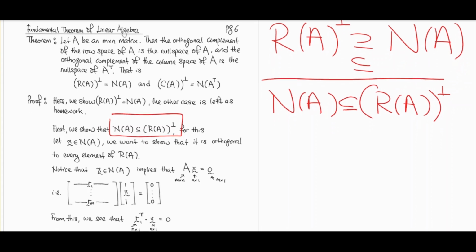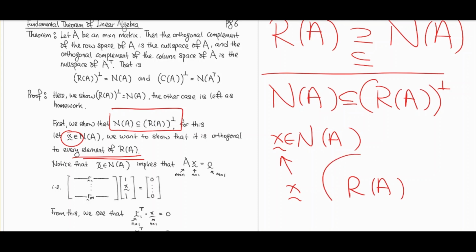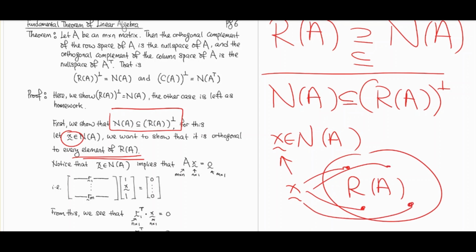All right, so let's see how we do that. Take an element X that is coming from the null space of A, and we want to show that this element is orthogonal to every element in the row space of A. So if you have the row space of A right here, this one dot this one is 0, this one dot this one is 0, this one dot this one is 0, this one dot this one is 0. If you can do that, then you will be able to show that this is in the orthogonal complement of the row space of A.